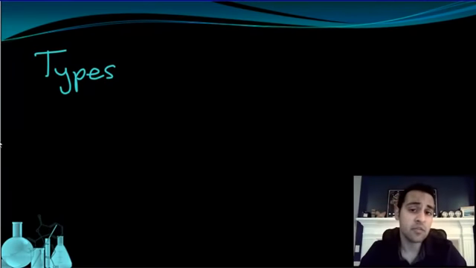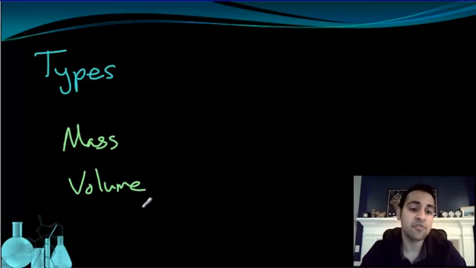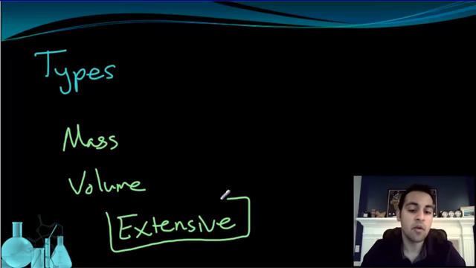In this lesson, we're going to be focusing on how to figure out what the types of properties are and then how we can use them in describing matter. So let's start with two we've already talked about today: mass and volume. These are going to represent our first type of property. These are both what we call extensive properties. Mass and volume are both examples of extensive properties.